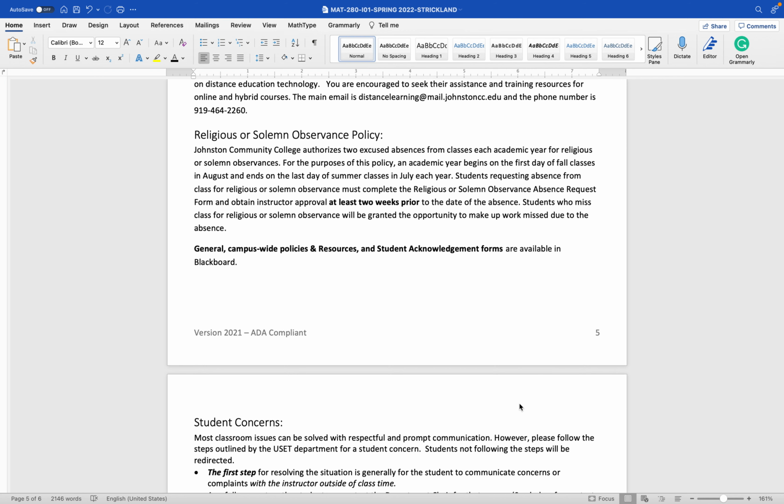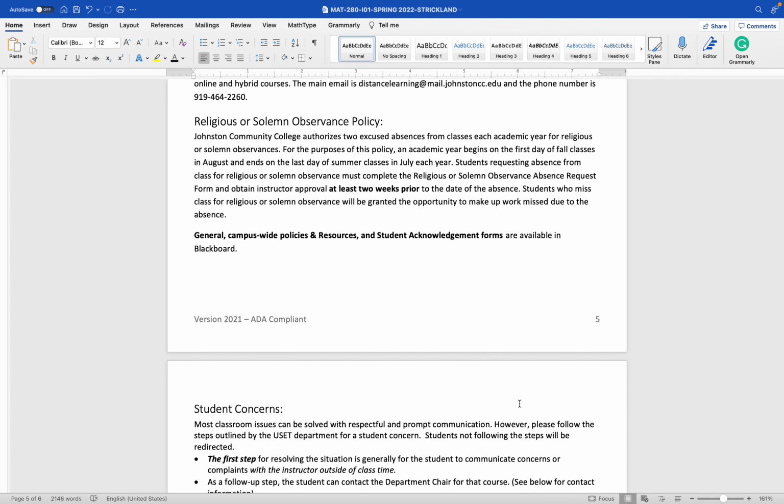919-464-2260. For the religious or solemn observance policy, JCC authorizes 2 excused absences from classes each academic year for religious or solemn observances. For the purposes of this policy, an academic year begins on the first day of fall classes in August and ends on the last day of summer classes in July each year. Students requesting absence from class for religious or solemn observance must complete the religious or solemn observance absence request form and obtain instructor approval at least 2 weeks prior to the date of the absence.